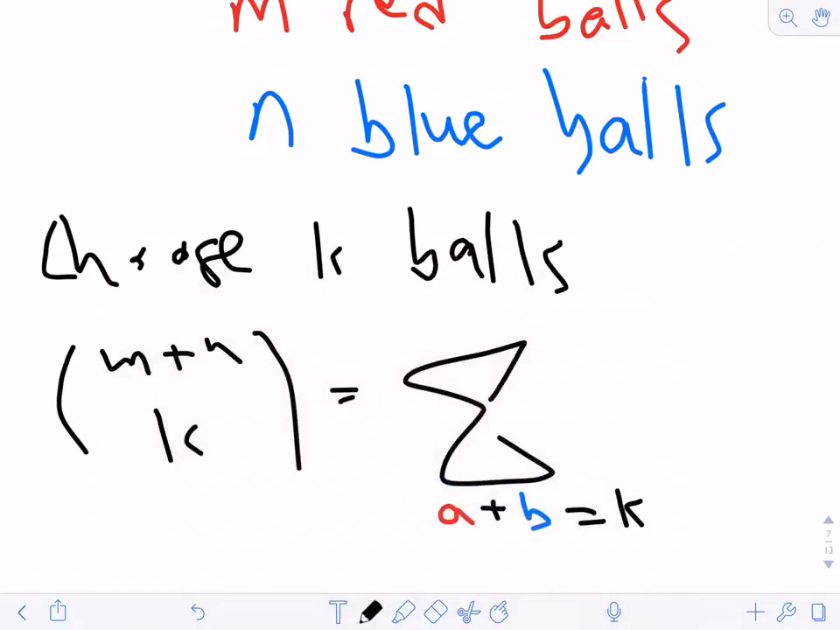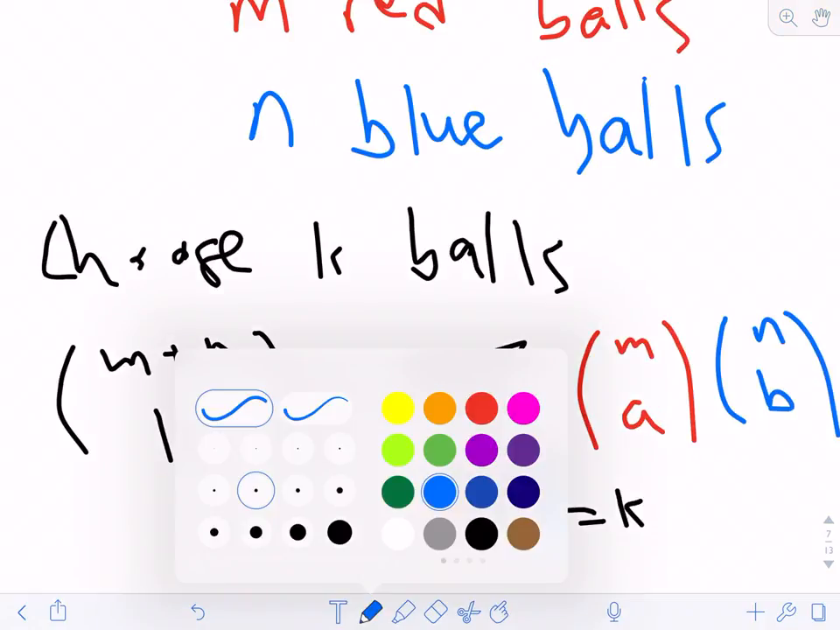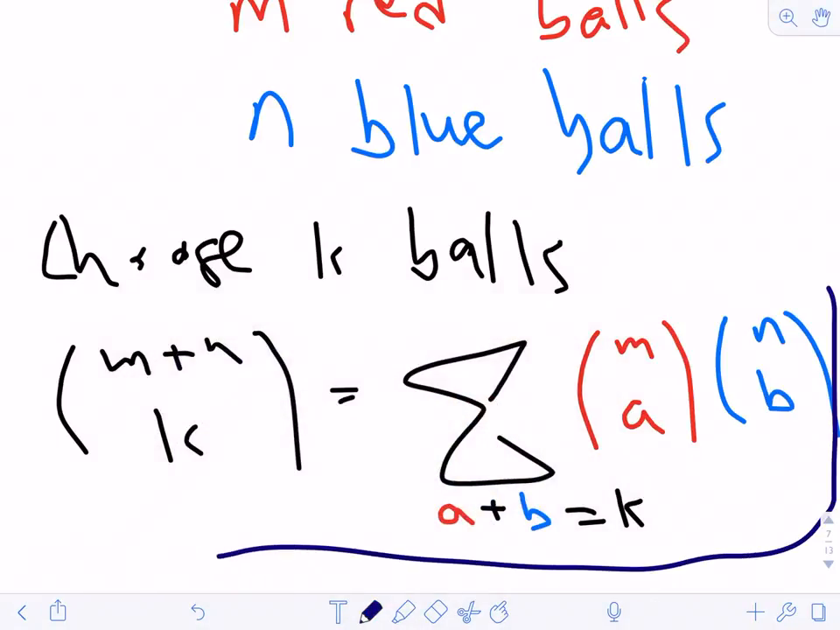But now that we've done this, of the m red balls, you simply choose the a that you want to be red. And of the n blue balls, you simply choose b of them that you want to be blue. And in total, you have these a red balls and b blue balls that together form k balls. And if you just start varying a and b over all possible non-negative integers that add up to k, then you get exactly m plus n choose k. And then this is exactly Vandermonde's identity.